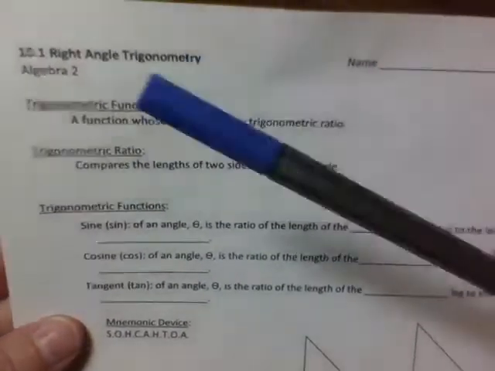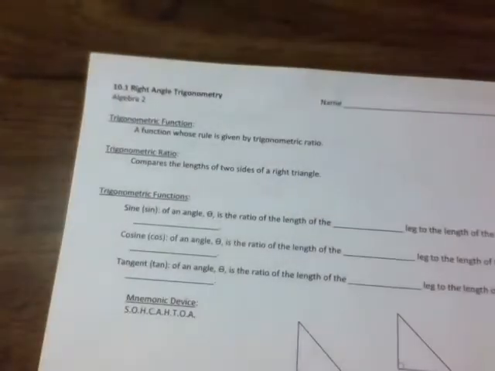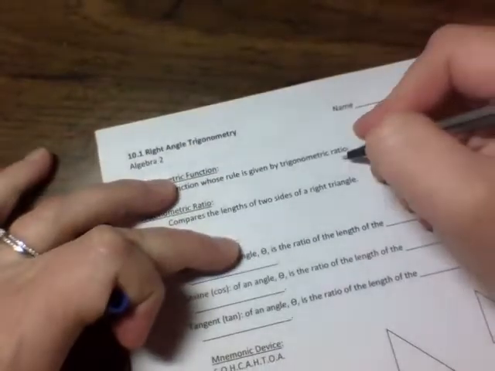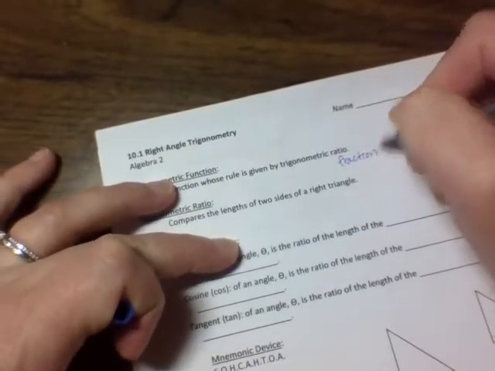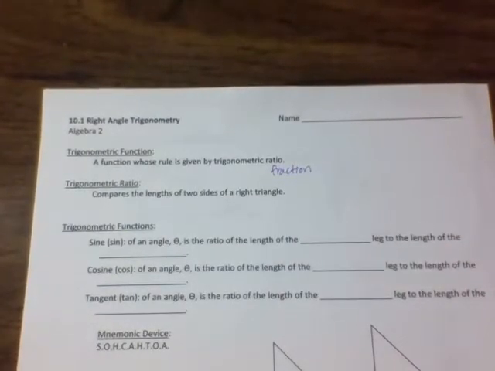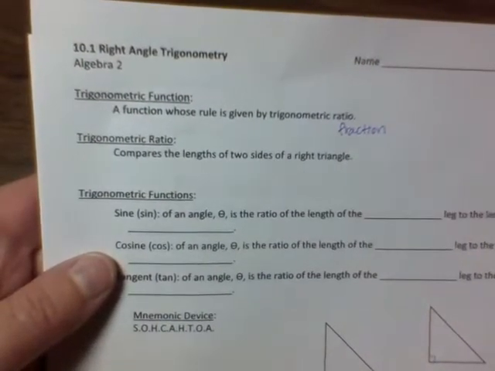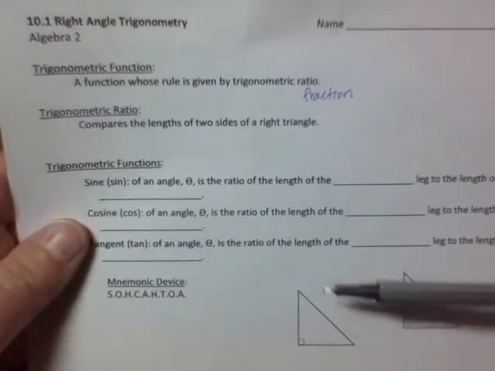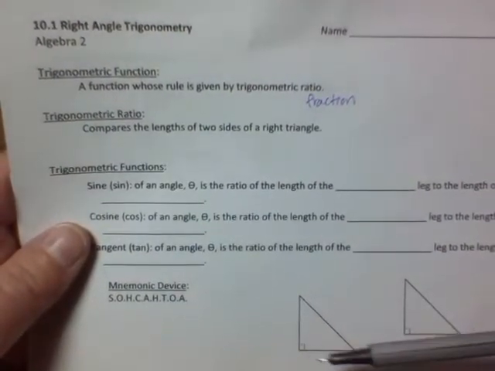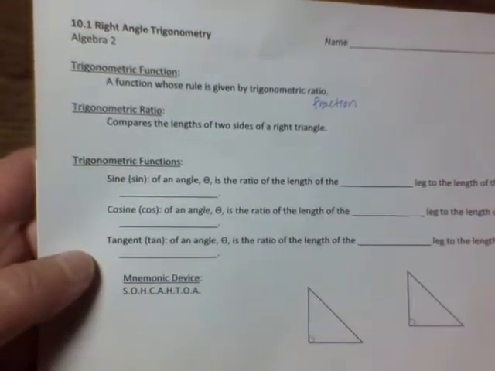A trig function is a function whose rule is given by a trig ratio. And of course, ratio is your fraction. So anytime you see the word ratio, especially in mathematics, you're going to be thinking of fraction. A trig ratio, or again, fraction, compares the lengths of two sides of a right triangle. In a right triangle, there's of course your hypotenuse, and the other two we call legs. Most specifically, for a trig function, we have sine, cosine, and tangent.